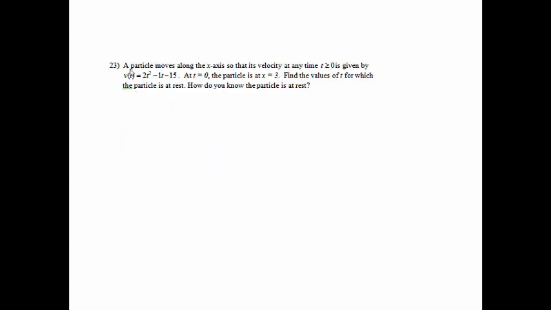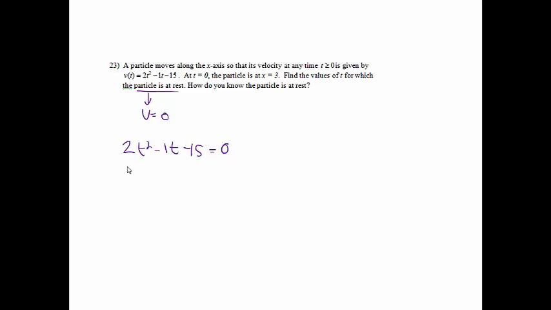Okay, 23. A particle moves along the x-axis so that its velocity at any time t greater than or equal to 0 is given by the velocity formula. At t equals 0, the particle is at x equals 3. Find the values of t for which the particle is at rest, and how do you know the particle is at rest? All right, if the particle is at rest, it is not moving, which would mean the velocity will equal 0. Please notice that they already gave us a velocity formula, so all we need to do is simply take that velocity formula and set it equal to 0.